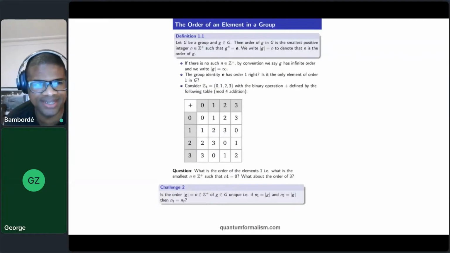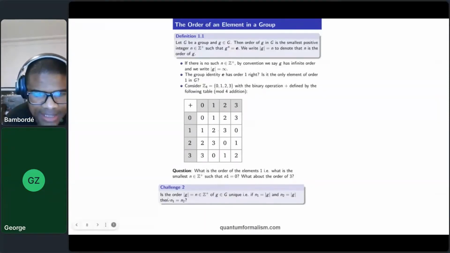It surely exists, because the group is finite. You can check this. I'll leave this as a question for you to try to answer by looking at the table. And by the way, try to find the order of the other elements too, like the 2, for example.